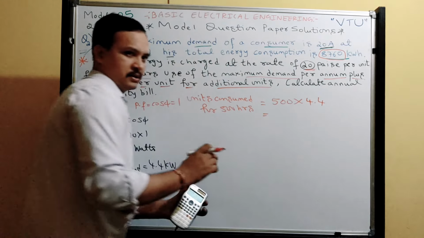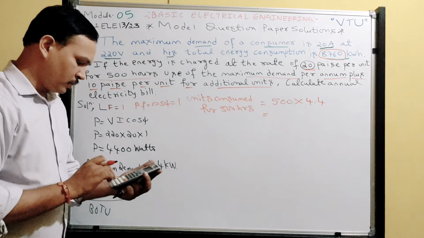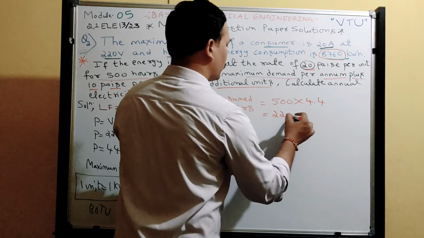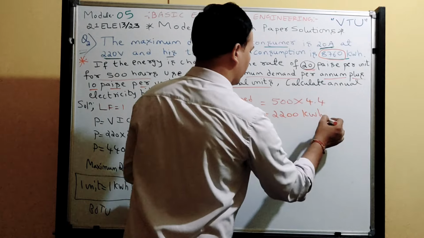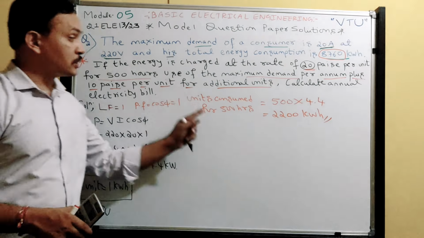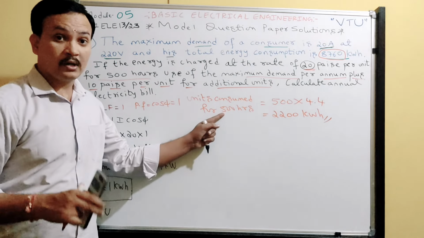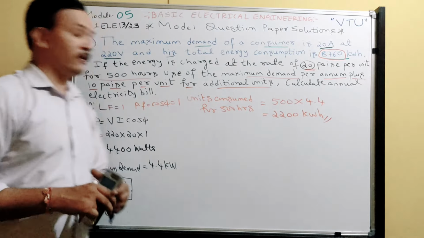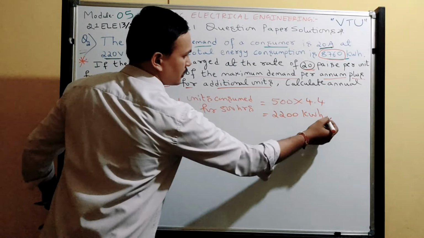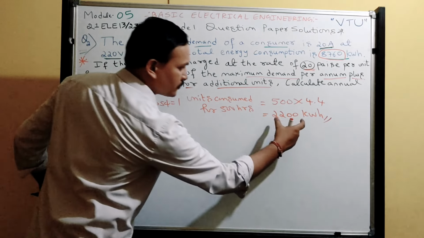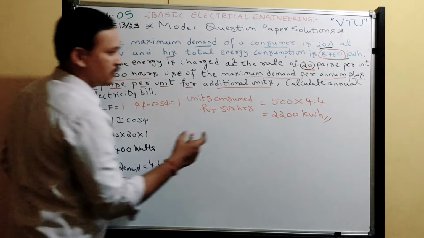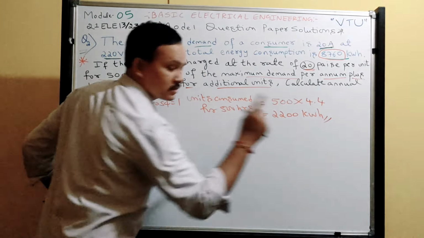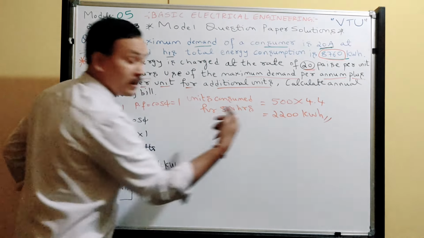Kilowatt into hours becomes kilowatt hour. So 500 into 4.4 gives around 2200 kilowatt hour. This is the energy consumed for 500 hours, at a maximum demand of 4.4 kilowatt. You consider this as one set. For this much power consumption, you have to take a rate of 20 paise per unit. Kilowatt hour is 1 unit, so how many units? 2200 units.